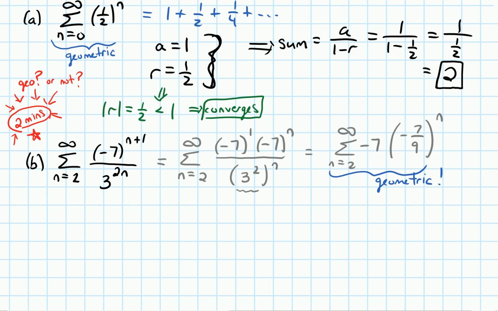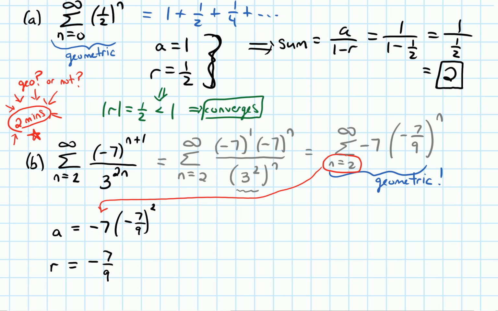Okay, so the first thing I need to do now is figure out what a is, what the first term is, and what r is. So r I can see. R I see is the negative 7 over 9. So it might be tempting to say that a is this negative 7 that's in front, but I have to be careful. A is what we get when you plug in the first value for the n. So when we plug in that first value, in this case it's 2, for the n, we will get negative 7 times negative 7 over 9 squared. And working this out, I'll get negative 243 over 81.